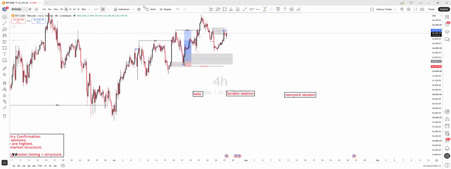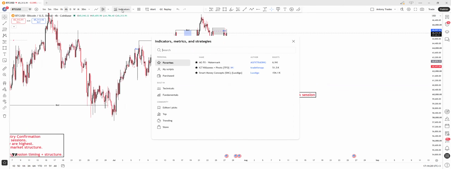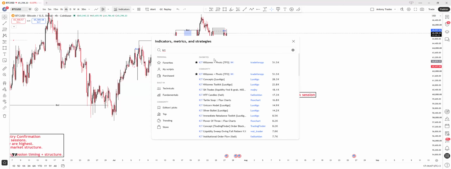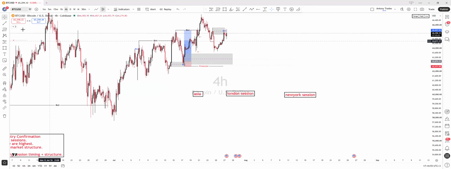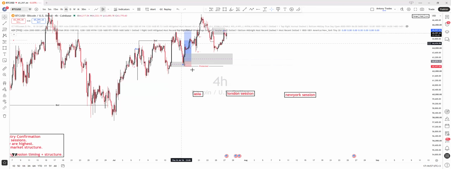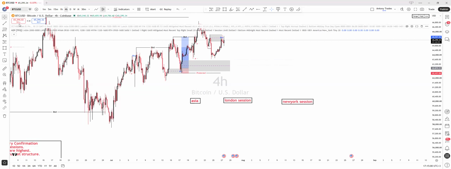Someone might be asking, which indicator do I use? In terms of indicator, I use an indicator called the ICT Kill Zone plus Pivot by TFlab. This is the indicator that I normally use. You just go to the top where we have the indicators and search for it. It's called ICT Kill Zone plus Pivot by TFlab. You just click on it, or you can highlight it to make it your favorite so that it appears there. When you do that, it will automatically appear on your chart.